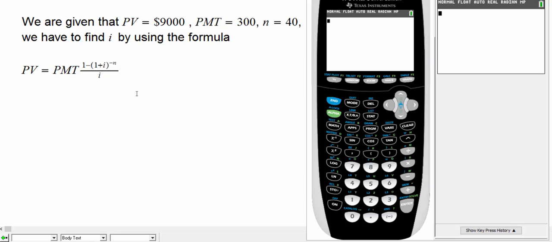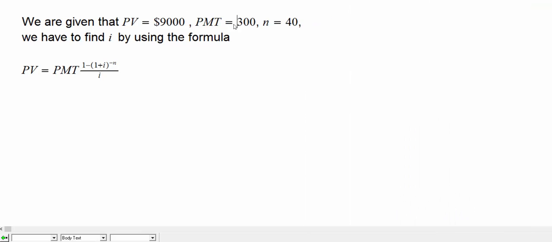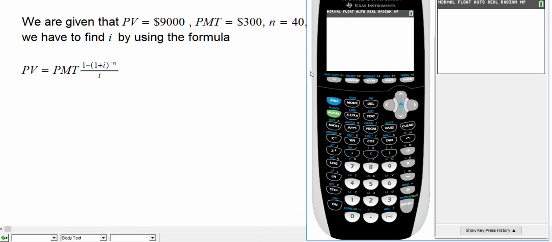So we are given that the present value is 9,000 and the periodic payments are $300, and the number of payments is 40. So we have to find this rate i per period by using this formula and our graphing calculator. What we would do first is go ahead and set up our equation.